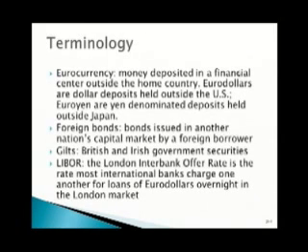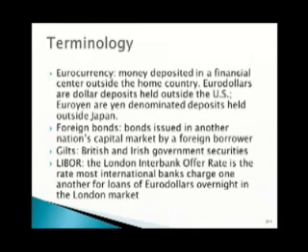Eurocurrency is money deposited in a financial center outside the home country. So Eurodollars, for example, are dollar deposits held outside the U.S. Euroyen would be yen-denominated deposits held outside Japan.